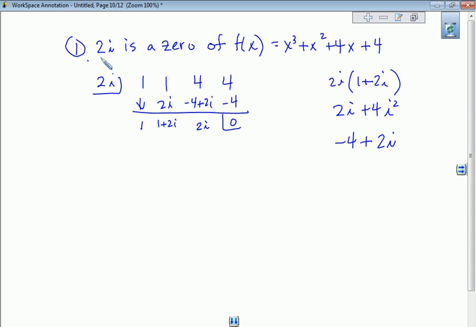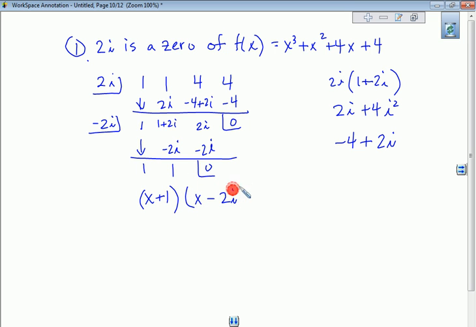Now, if 2i is a zero, its conjugate must also be a zero. So if 2i is, then I ought to be able to do negative 2i here. We'll bring down that first one. We'll multiply and add. We'll multiply and add. And that worked out very nicely, because if we look at this, we're left with x plus 1 as one of my factors. Another factor would be x minus 2i. Another factor would be x plus 2i. Where'd these come from? This and this came from here. If those are zeros, these are factors.